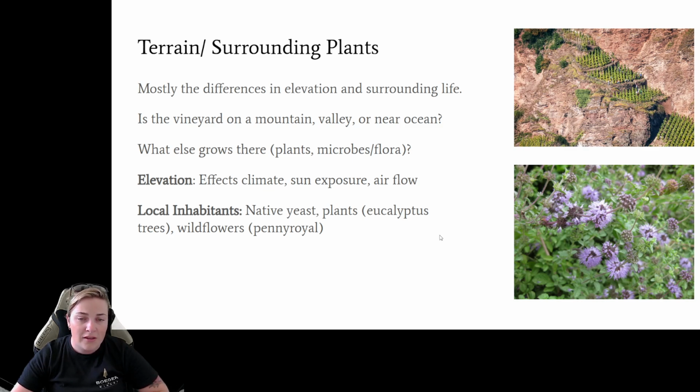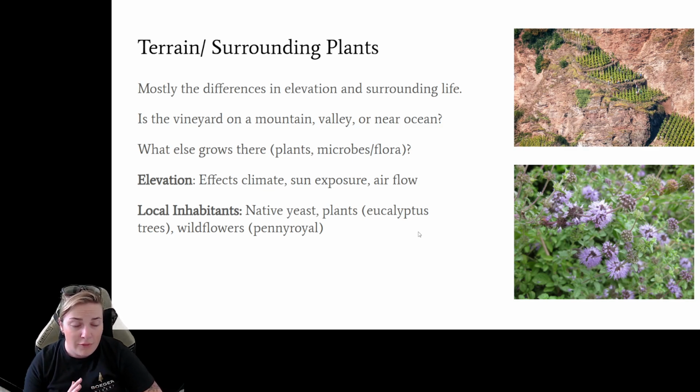Elevation does have effects on climate, sun exposure, and airflow. And there's also what are your local inhabitants? Native yeasts, plants, eucalyptus trees, flowers like pennyroyal. These are all minty components that can leach into your wine and affect the flavor, and those can be very good flavors. I personally love eucalyptus and pennyroyal, but that's not everyone's cup of tea. So when you think about what's affecting your product, those are things that you're going to have to consider.